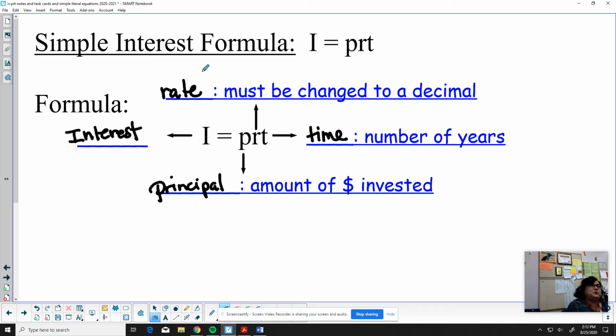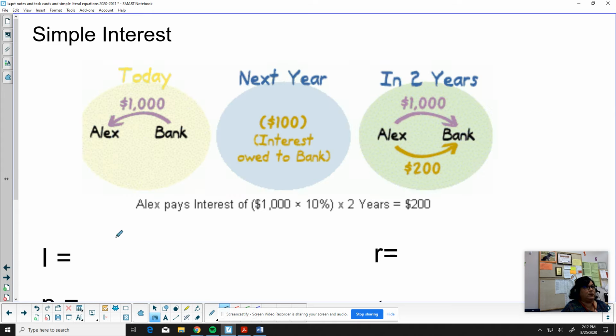Rate is always given to you as a percent, and you have to change it to a decimal. T is time in years, so you're looking for words like years to know which one is time. And interest and principal are both money. Principal is always more. This is always the bigger number. You'll look for words like interest to know it's interest. It won't say principal. You'll have to know that that number is the principal. So let's go ahead and take a look.